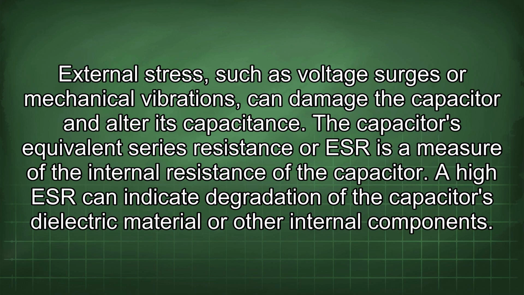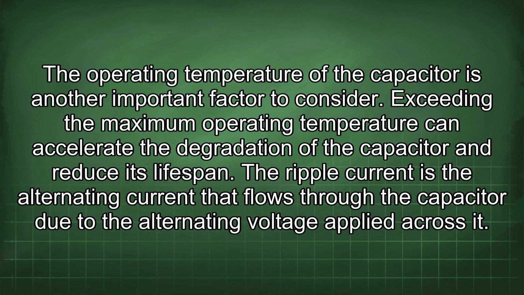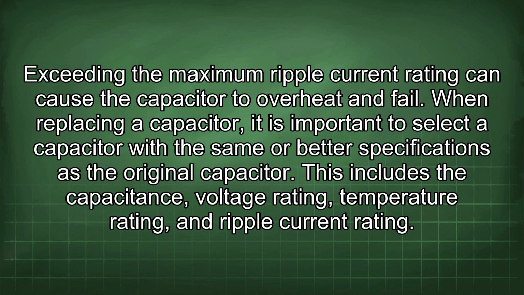The capacitor's equivalent series resistance, or ESR, is a measure of the internal resistance of the capacitor. A high ESR can indicate degradation of the capacitor's dielectric material or other internal components. The operating temperature of the capacitor is another important factor to consider. Exceeding the maximum operating temperature can accelerate the degradation of the capacitor and reduce its lifespan. The ripple current is the alternating current that flows through the capacitor due to the alternating voltage applied across it. Exceeding the maximum ripple current rating can cause the capacitor to overheat and fail.